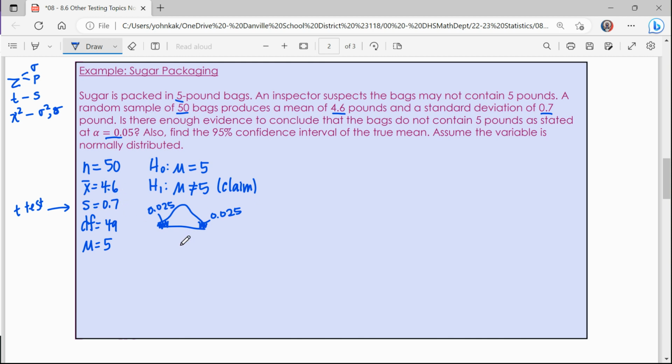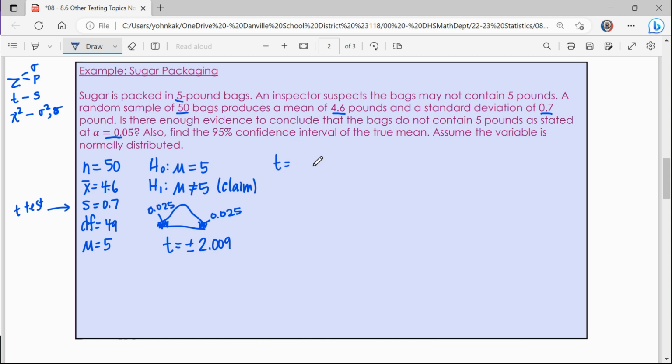Since this has a sample standard deviation, we are doing a t-test. T critical values have a plus or minus when there are 2 of them. If we use our table, we get 2.009.